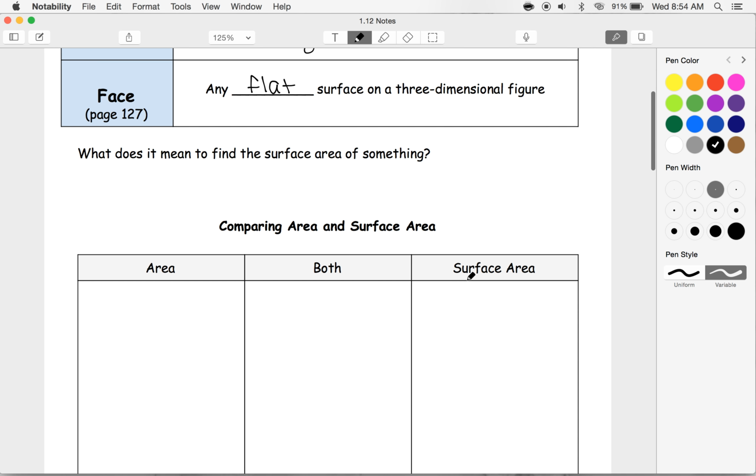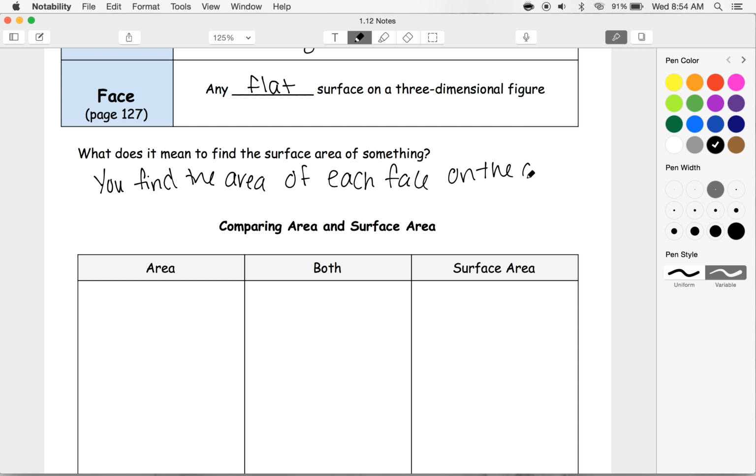So what does it mean to find the surface area of something? It means you find the area of each face on the object and add them all together.